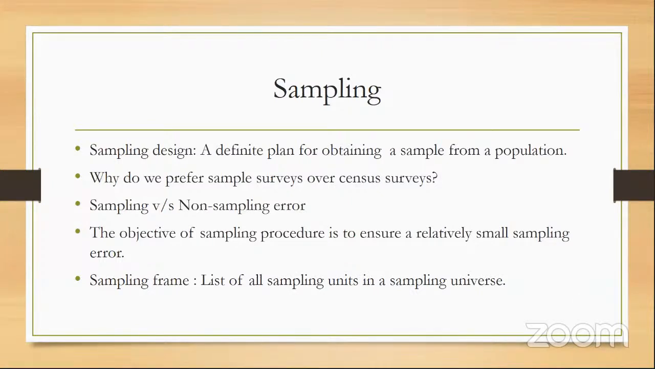And before going for sampling, one thing we should have is the sampling frame. That is the list of all sampling units in a sampling universe. Suppose you are going to take a sample of farmers in Maharashtra. Then you need a list of all farmers in Maharashtra if you are going for a sampling framework. This is usually something that you need. If you do not have it, there are methods by which we can circumvent that. I'll discuss it in the next slide.